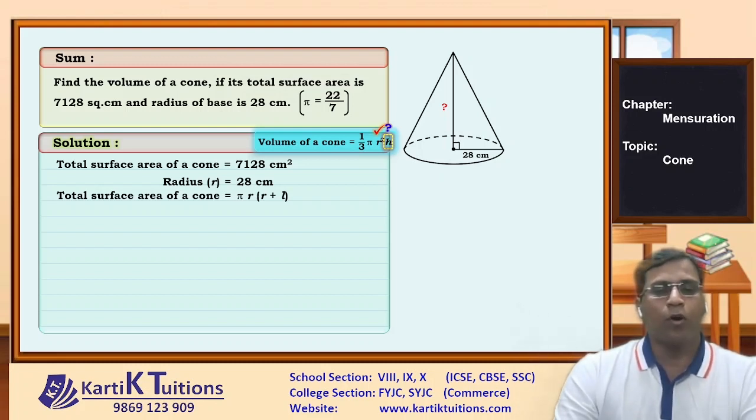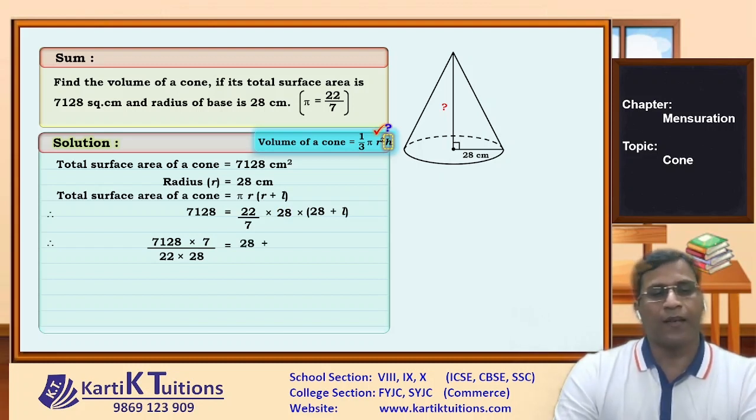Now when we talk about this, the value is given to us as 7128 is equal to pi, क्या दिया है? 22 upon 7 into r कितना है? 28 into 28 plus l. Now I'll shift the numerical values to the left hand side. So it becomes 7128 into 7 upon 22 into 28 is equal to 28 plus l.